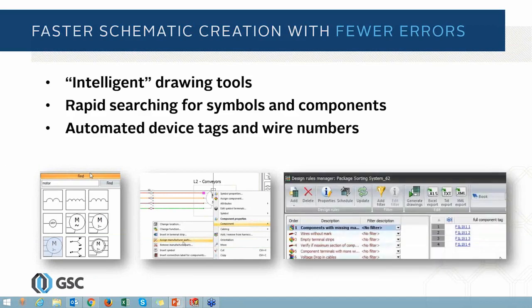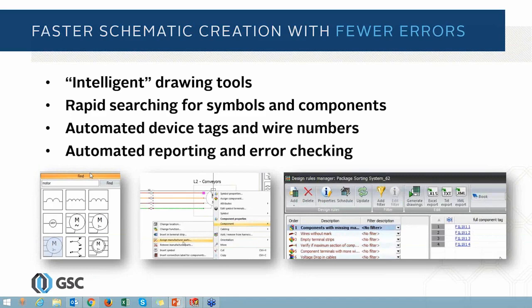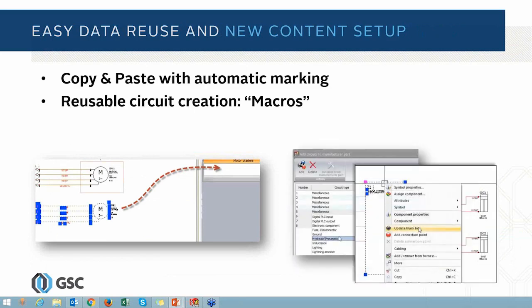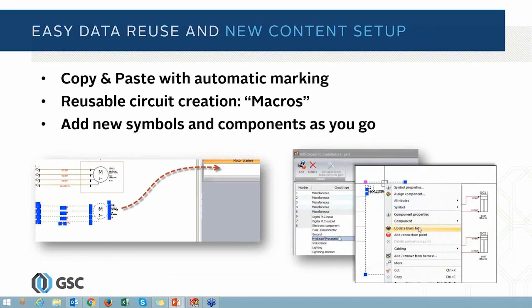Just a review of some of the things we did together. As we built out the schematics, you saw a lot of the little tricks and shortcuts we have at our fingertips, cutting out some of that annoying management as we build our schematics, auto device tag and wiring, easily searching for symbols, and then at the end, our automated report and error checking. We did some copying and pasting to save time as well as cut down on errors. And we even did a black box to just show an example of updating and adding a symbol as you go.